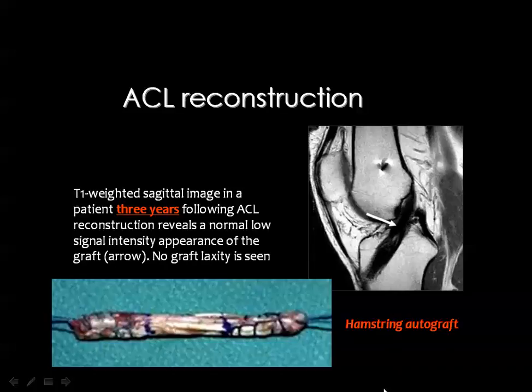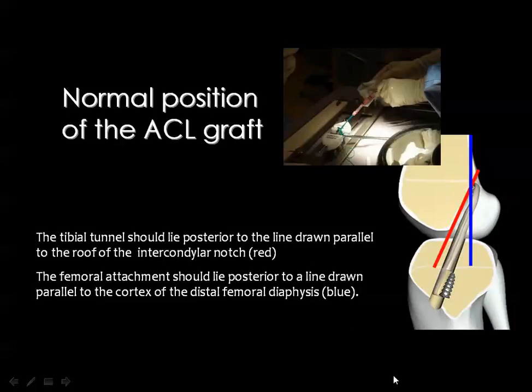In order to judge the integrity of the graft, you look at the signal intensity of the graft, and in order to judge the attachment to the femur and the tibia, you will draw two lines. The first one is along the roof of the intercondylar notch, and the second one will be tangential to the posterior surface of the femoral shaft. Then, for the accurate or reasonable location of the graft tunnels, the tibial attachment should be posterior to this line, and the femoral attachment should be posterior to this line.